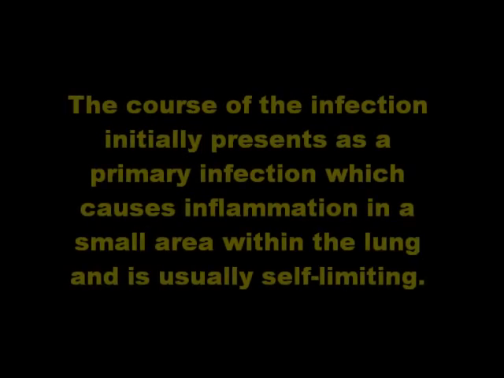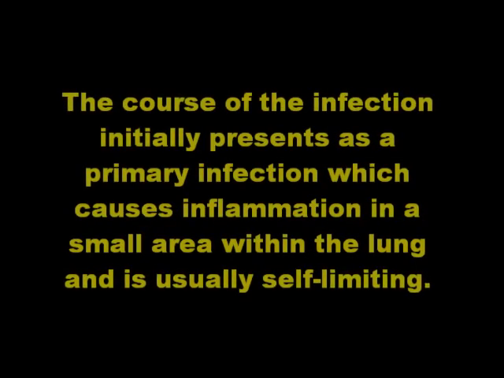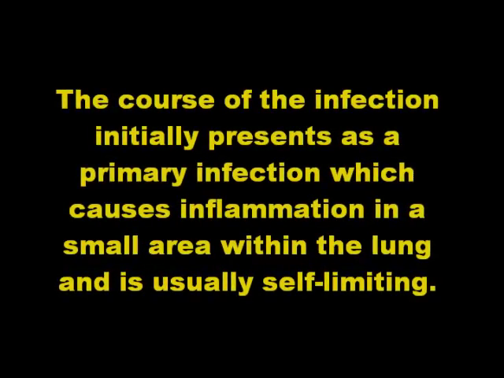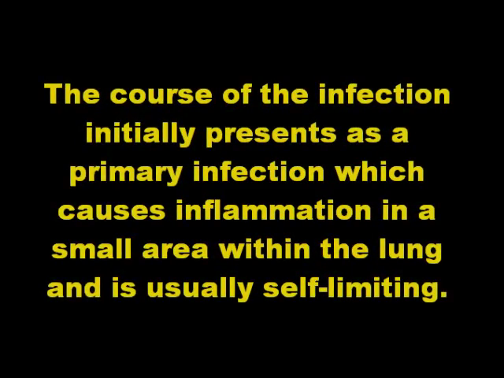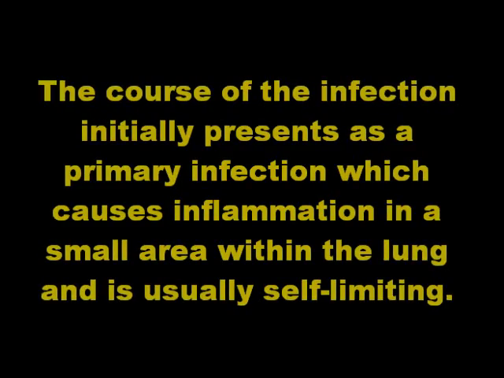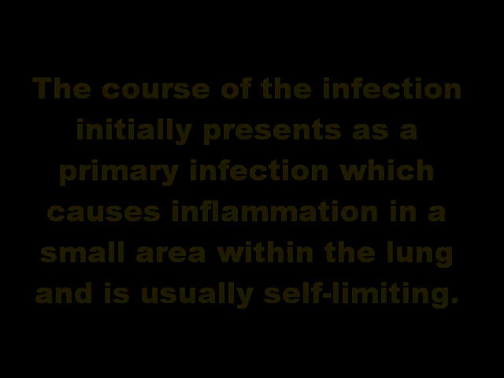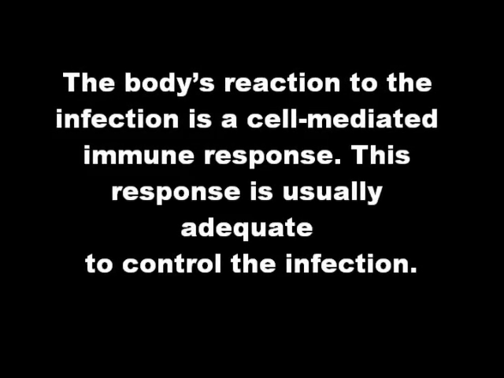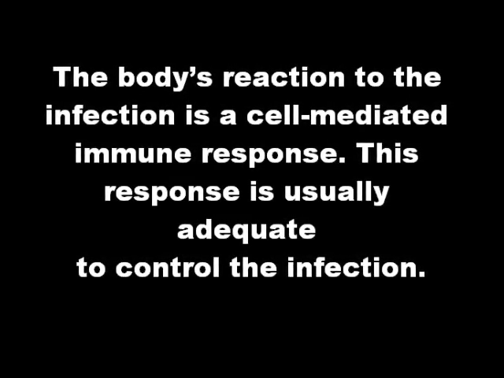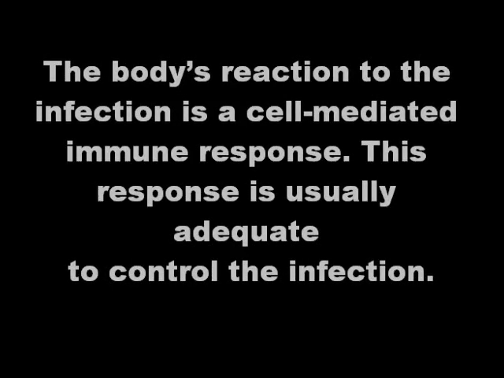The course of the infection initially presents as a primary infection which causes inflammation in a small area within the lung and is usually self-limiting. It takes 4 to 12 weeks after being infected for the primary infection to arise. The body's reaction to the infection is a cell-mediated immune response. This response is usually adequate to control the infection.